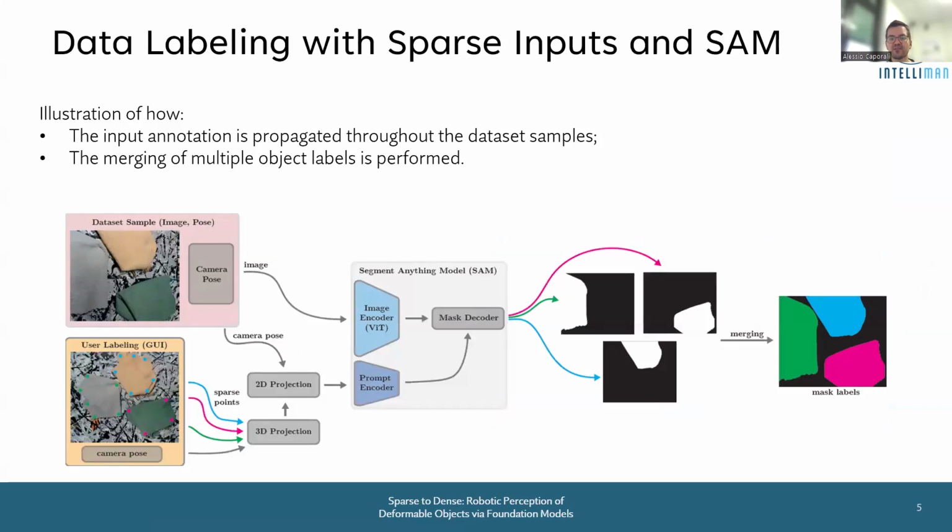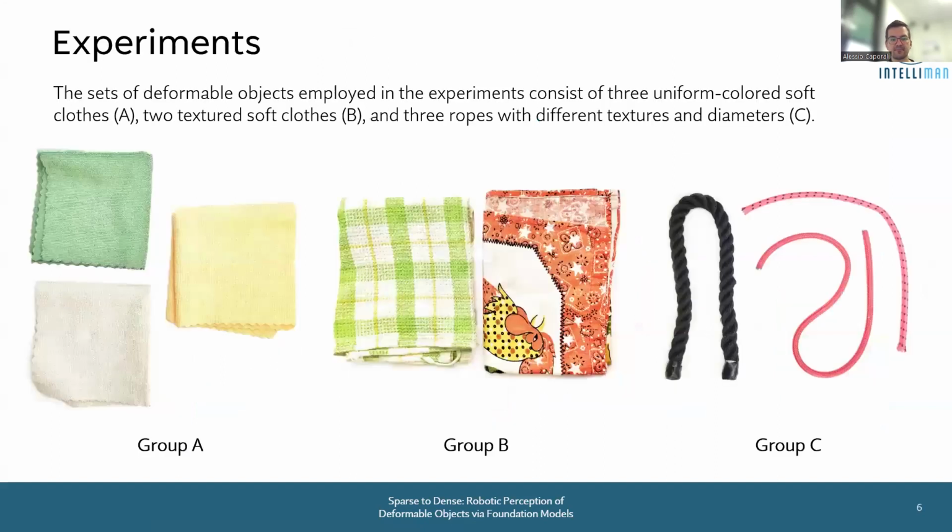The input annotations are provided as prompt points for the frozen SAM model. In case the scene contains multiple objects, each object label is inferred separately by SAM and merged at the end.